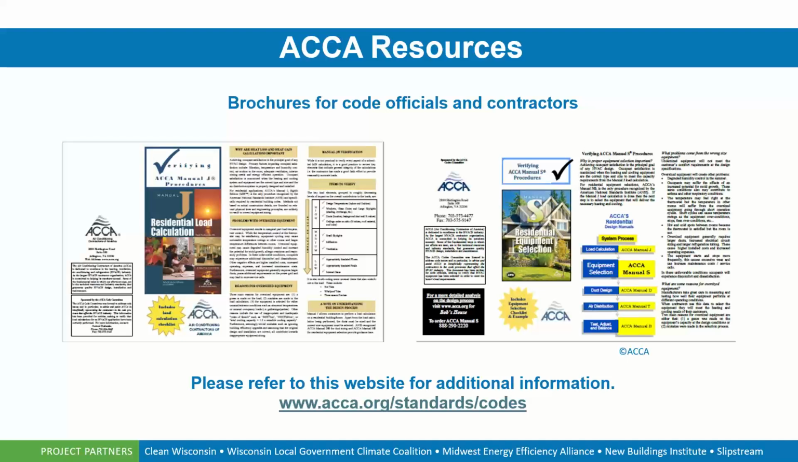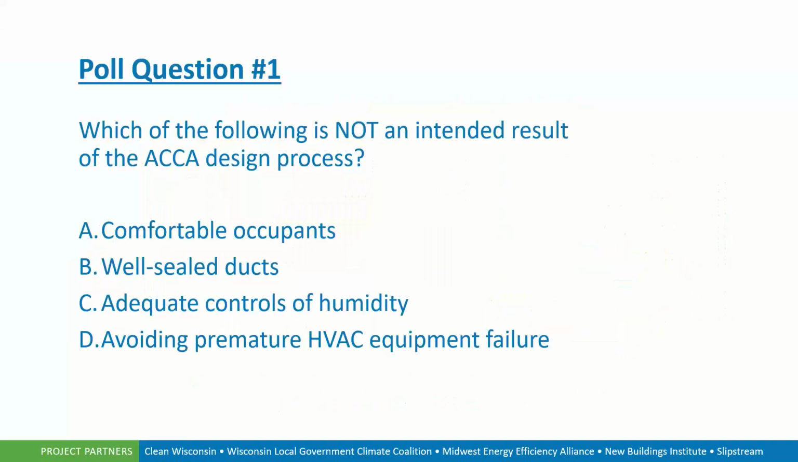And you can find this link in your handout. These are just some brochures that are available from ACA. You could go on and download those at your leisure. This is difficult to read, but just be aware that these are out there, discussing what Manual Js and Manual Ss are, just for some additional information on your end.